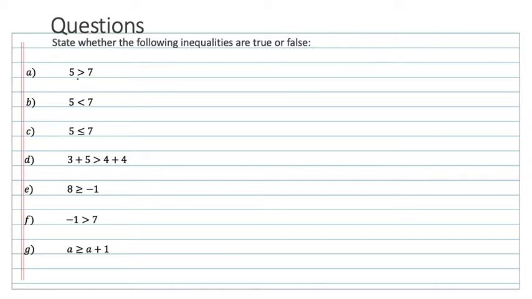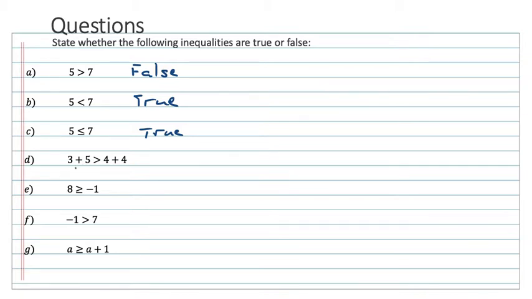5 is greater than 7. Is that true? No, it's definitely not. 5 is in fact less than 7. What about 5 is less than 7? That is true. 5 is less than or equal to 7? Well, it's not equal to, but it is in fact less. So we'll say that is true. Actually, no, we'll say it's false. Oh no, true. I guess it's true.